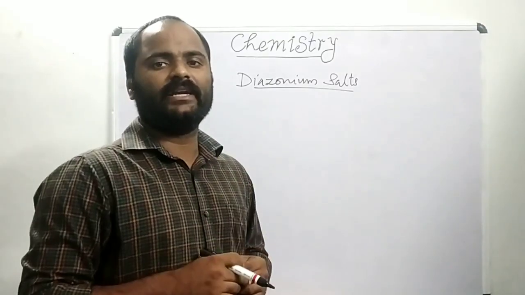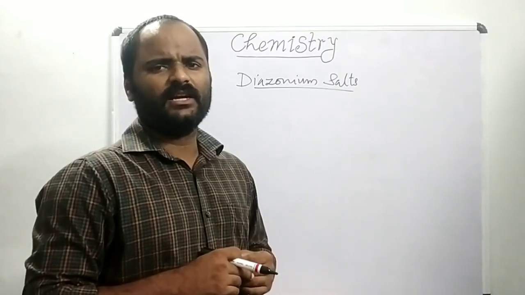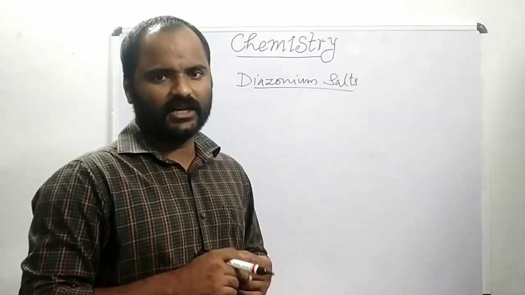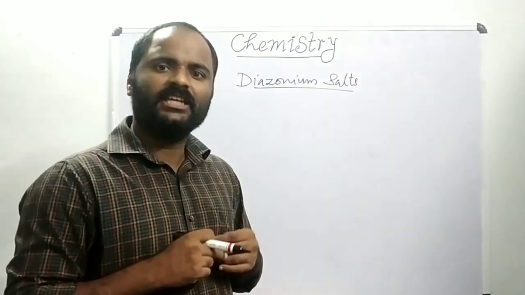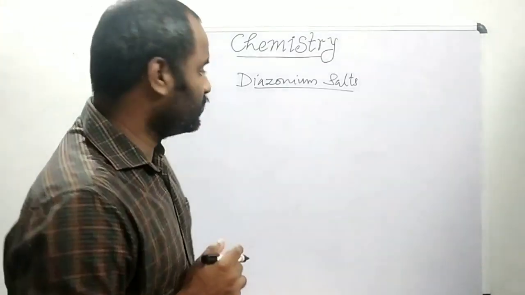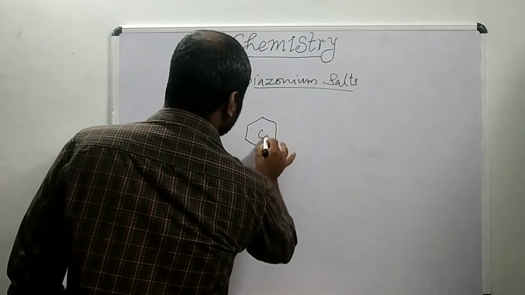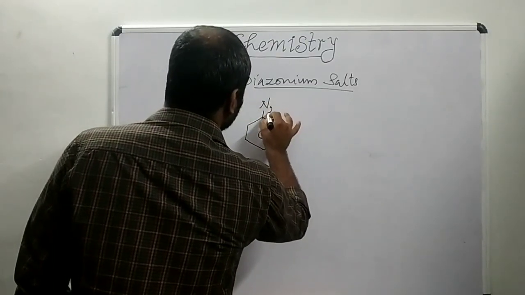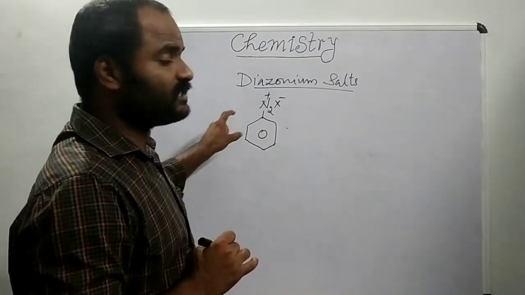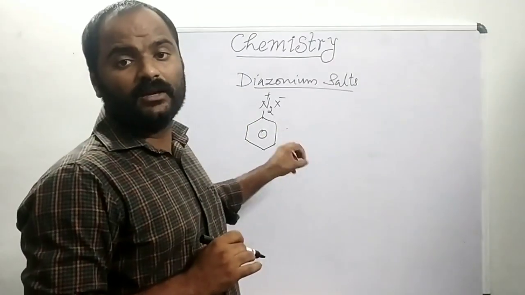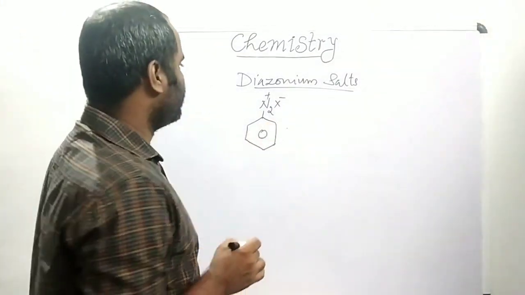So two nitrogen atoms are there in this benzene diazonium salt, and one halogen atom will be there, and the benzene ring is also there. So this is the formula, that is benzene ring, then N2 plus X minus. This is our diazonium salt. This is benzene diazonium salt. Clear?